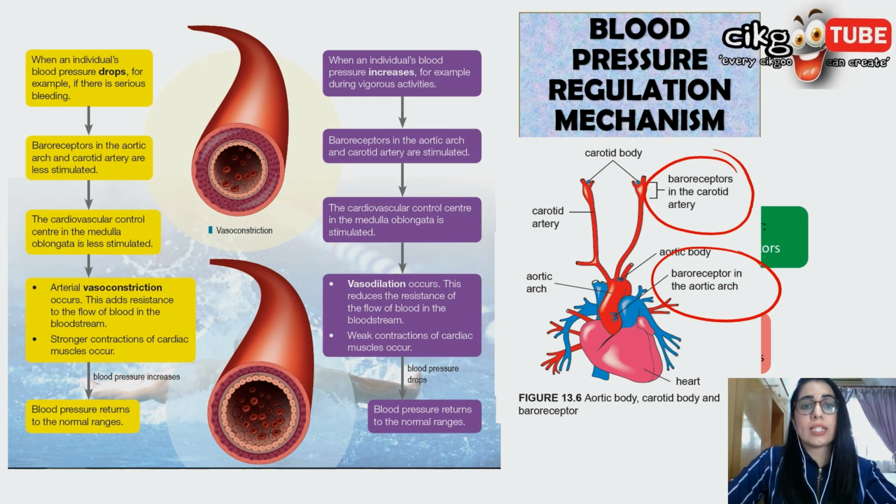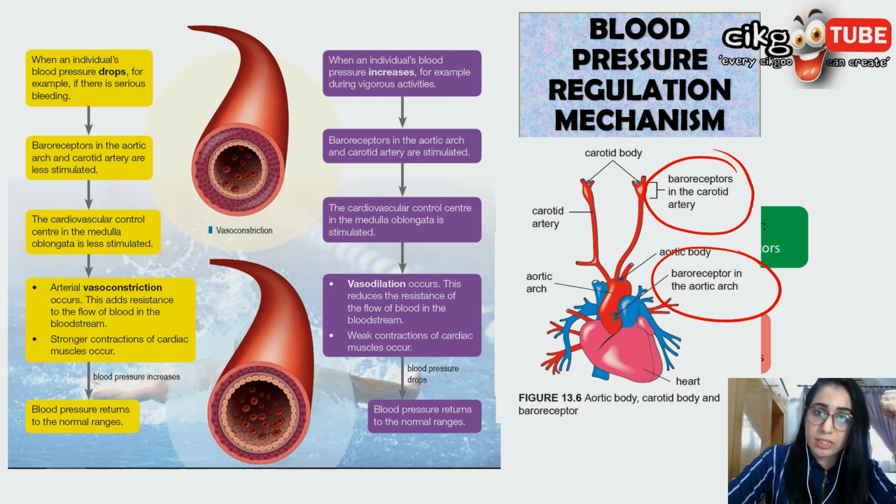Now let's look at the corrective mechanism if the blood pressure increases. The cardiovascular control center will send impulses firstly to the heart, to decrease the contraction of cardiac muscles and also to reduce the heartbeat rate. The impulses are also sent to the arteries to relax the smooth muscles and increase the arterial diameter. The artery diameter will increase, so we have vasodilation occurring to reduce the resistance of blood flow.